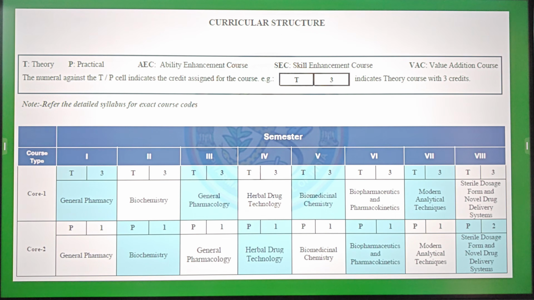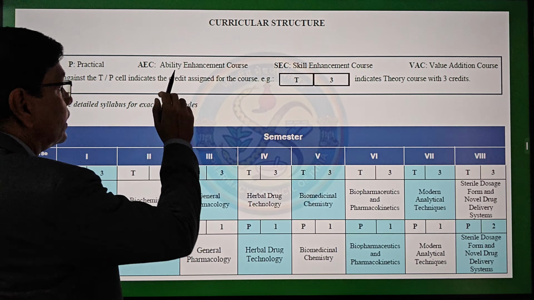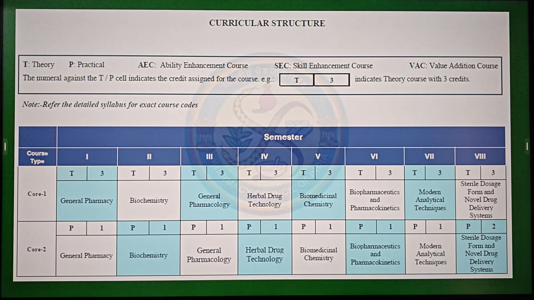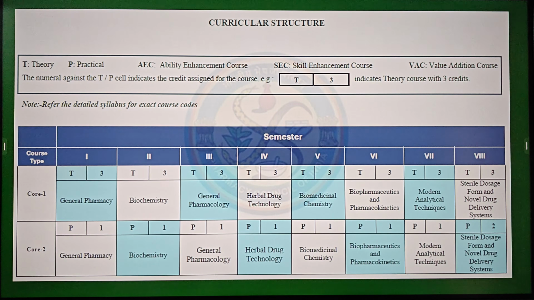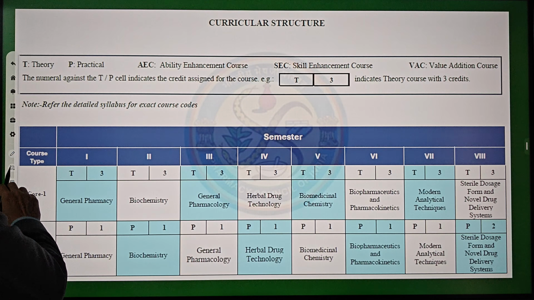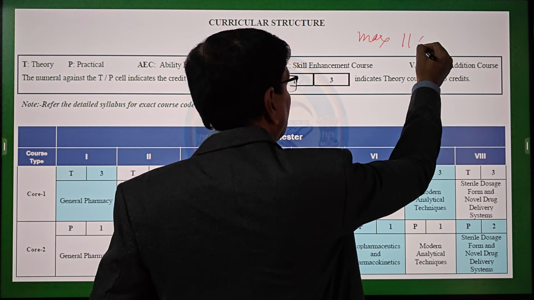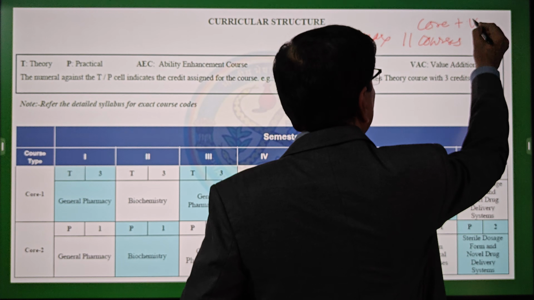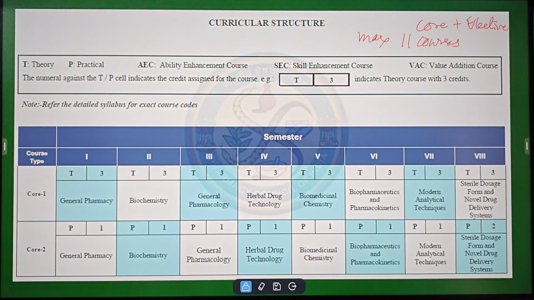As I said, I will discuss the curricular structure. As I said, there are AECs, SECs and VACs. VAC means value added courses. So these rows are semesters, and these columns are each semester. What I noted here is that for each semester a maximum of 11 courses are there, including core plus electives.